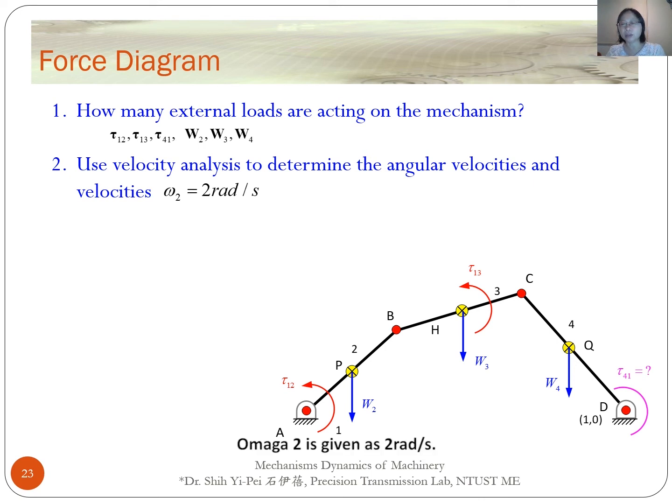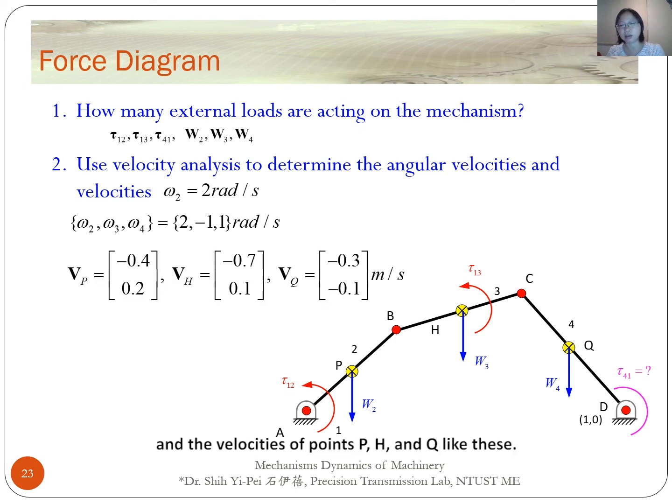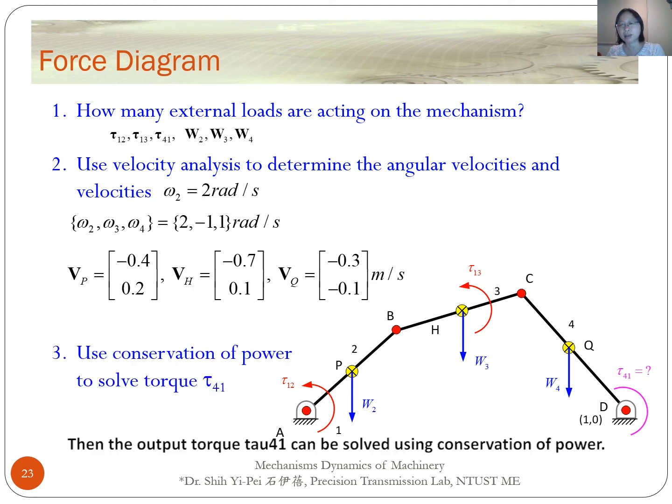If omega 2 is given as 2 radians per second, we can use velocity analysis to get omega 3 and omega 4, and the velocity of points P, H, and Q like this. Then the output torque tau 41 can be solved using conservation of power.